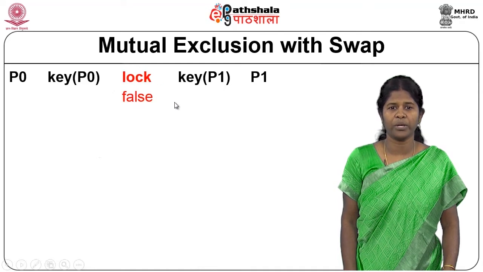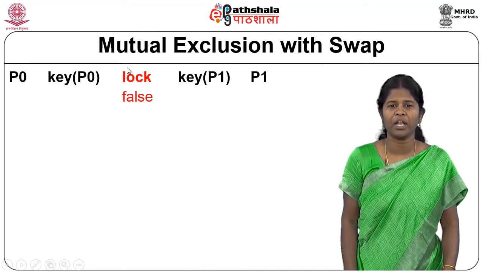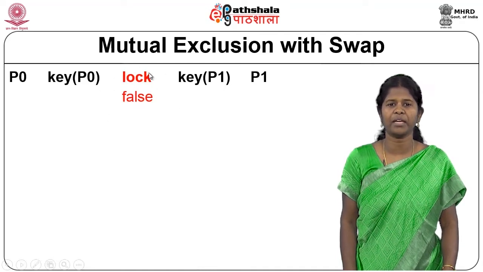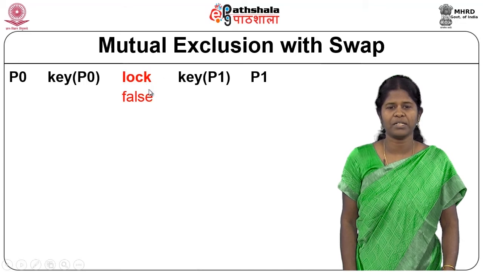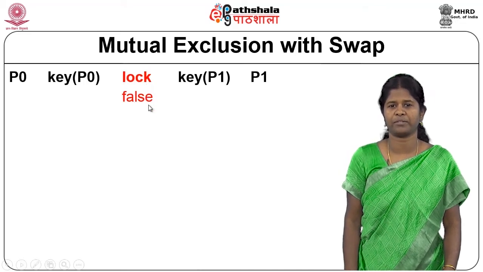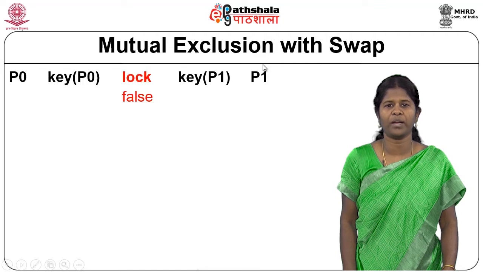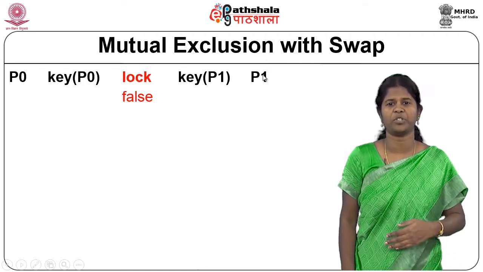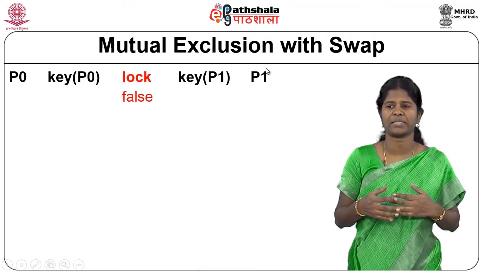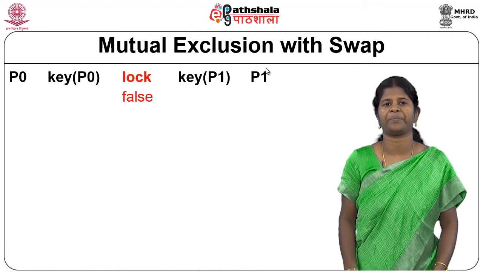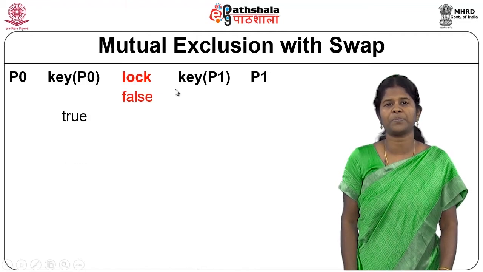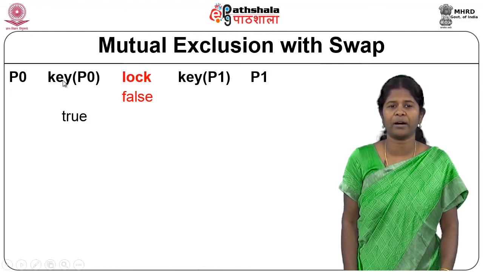As I told you, this variable lock is the shared variable and it is initialized to false first. And there are two processes P0 and P1 which are trying to achieve mutual exclusion. They are trying to access some common data. And each process, P0 and P1, as I told you, has got a key variable.